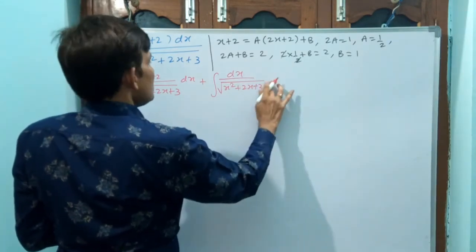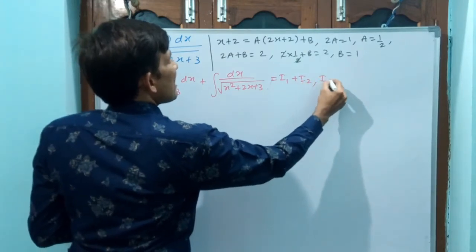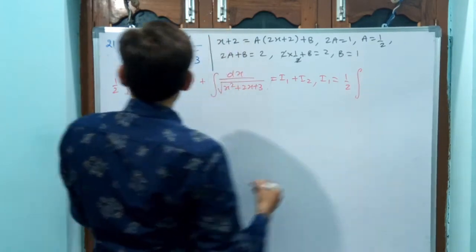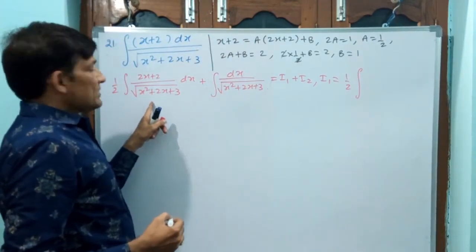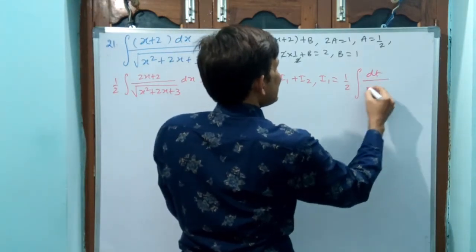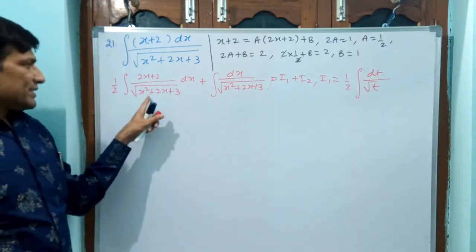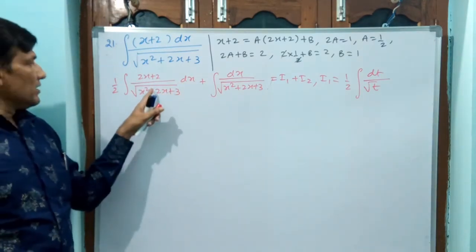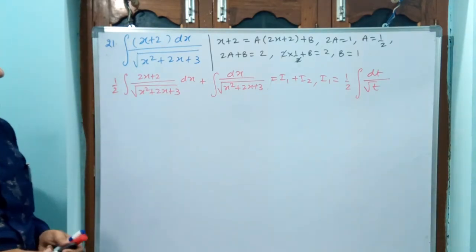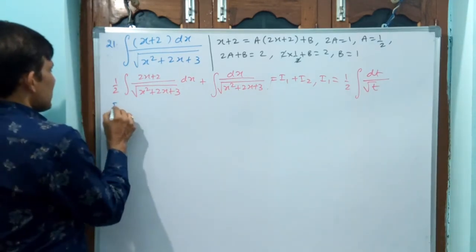Is it okay? This is equal to, you write down I1 plus I2, where I1 is equal to 1 by 2 integral. Now you see, if you take this as t, this is going to become dt. Then directly you write dt by root t. Why? Because if you take this as t, this will be dt: 2x plus 2 dx will be dt.